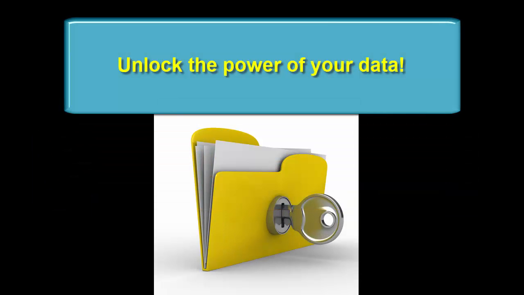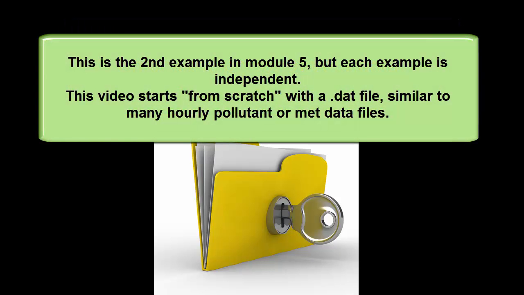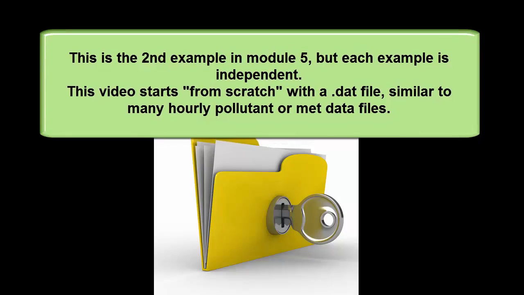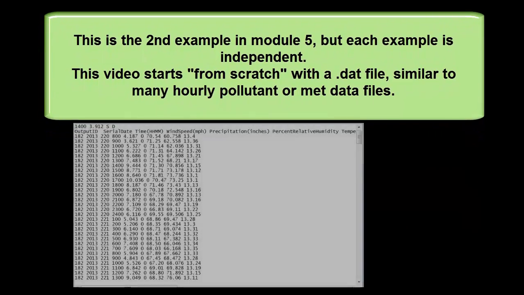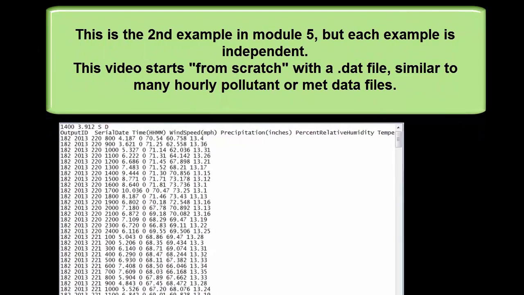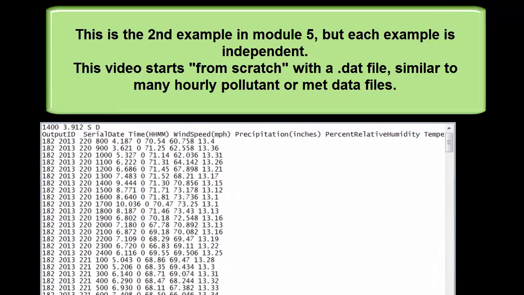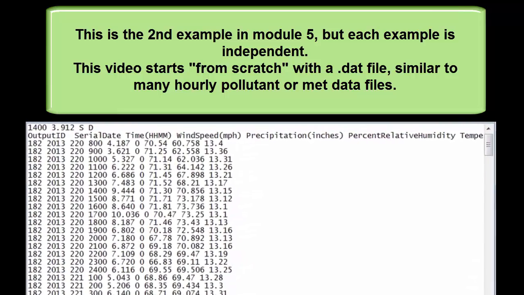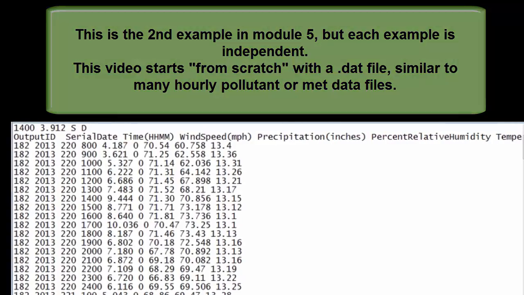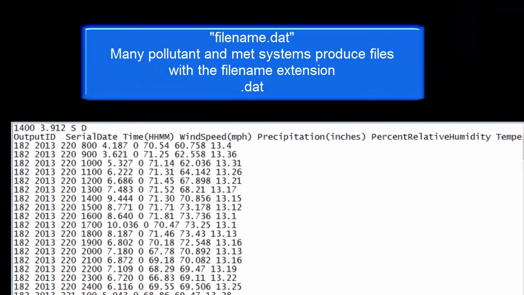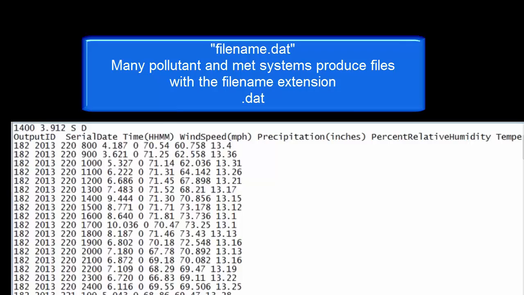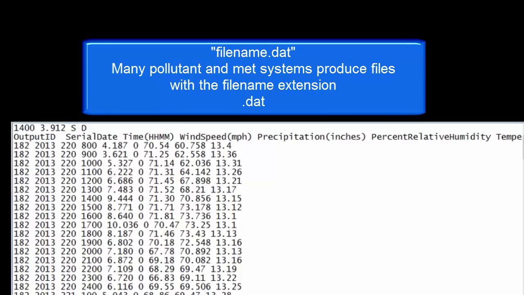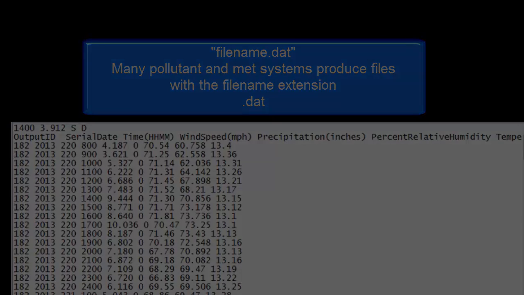So we just finished getting our first data file. That was my ozone data file, and it was a comma-delimited file, ready for importing into the toolbox. Now we're going to move on and work on our second data file. My second data file is a meteorological data file, and it is what I call a DAT file. That means the file name extension is .dat. So it's a DAT file.